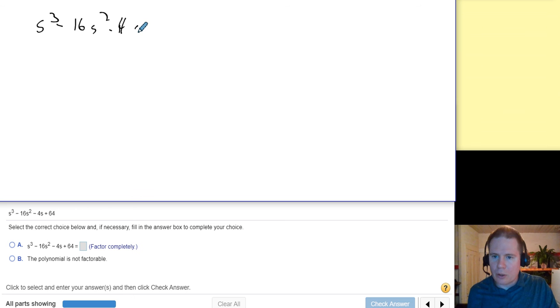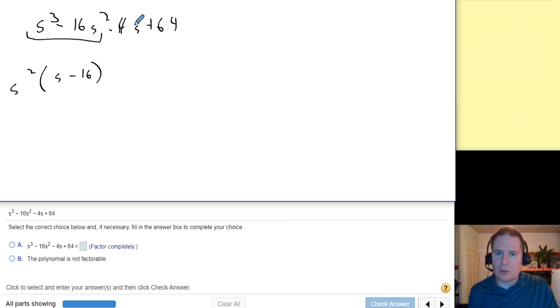Minus 4s plus 64. So common factor here, s squared, s minus 16, common factor here. Well, I want s minus 16, hopefully, over here. So let me factor out a negative 4. Negative 4 times s is negative 4s. Negative 4 times negative 16 is positive 64, right?